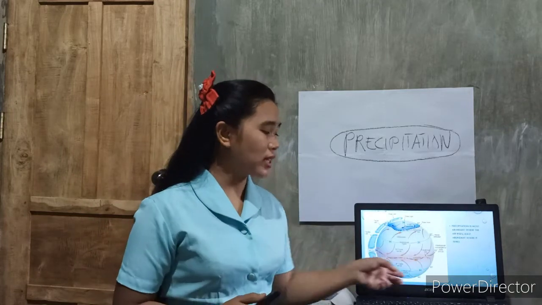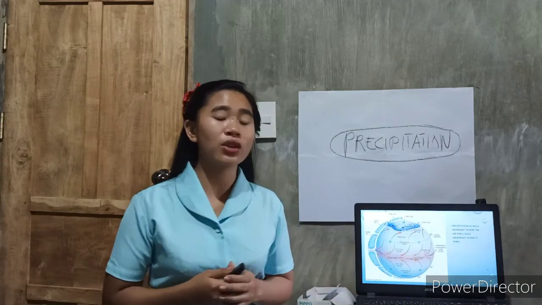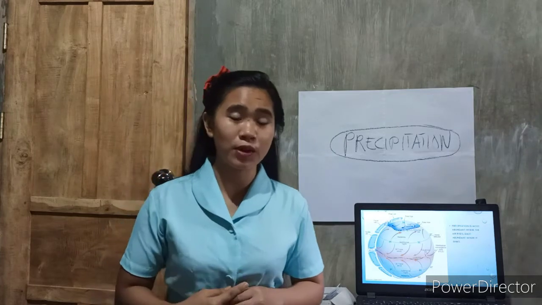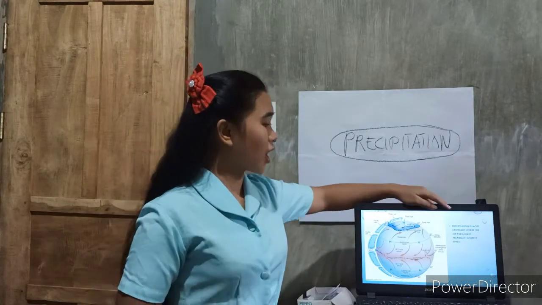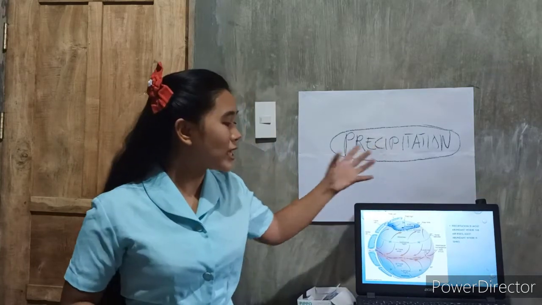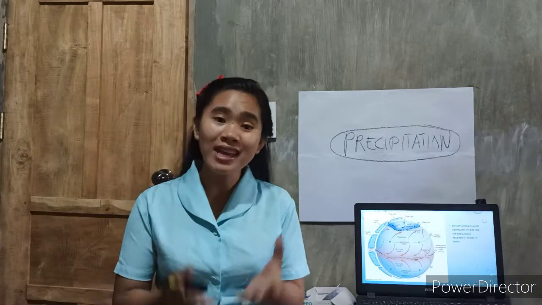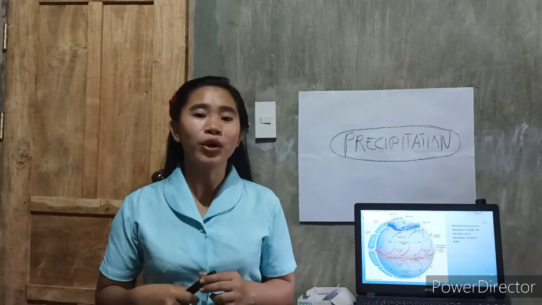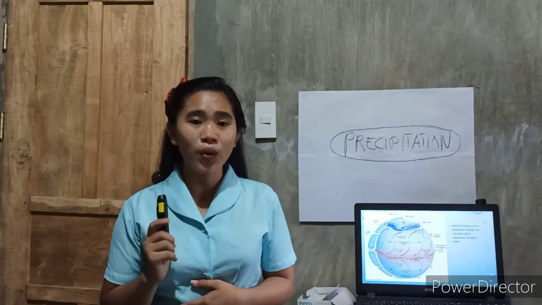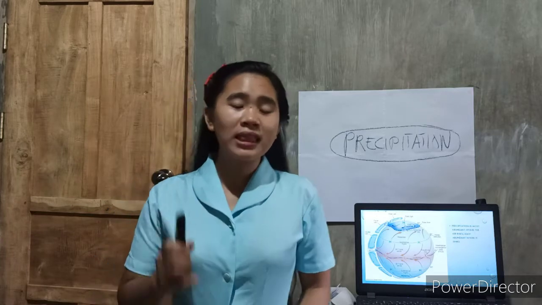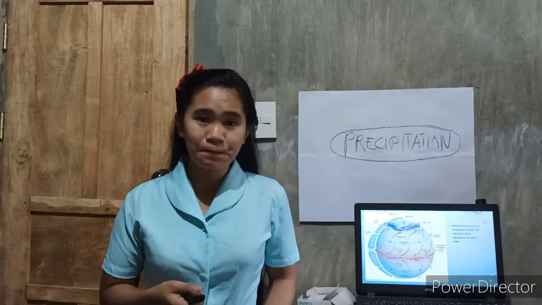Now, how does this general circulation of the atmosphere affect precipitation? Everybody, kindly read. Precipitation is most abundant where the air rises and least abundant where the air sinks. Okay, when does air rise?